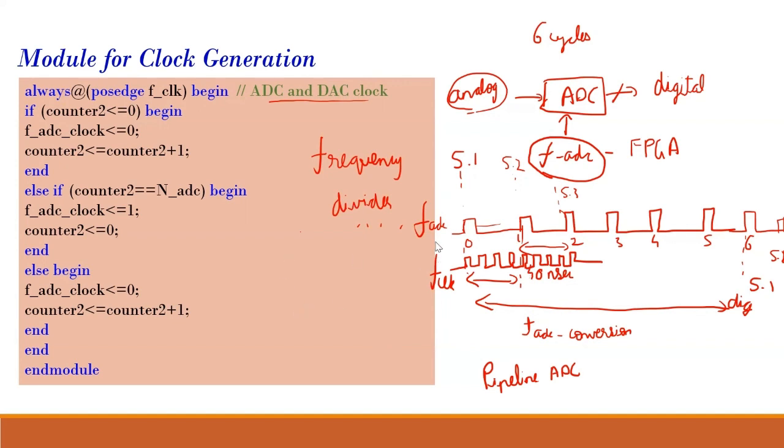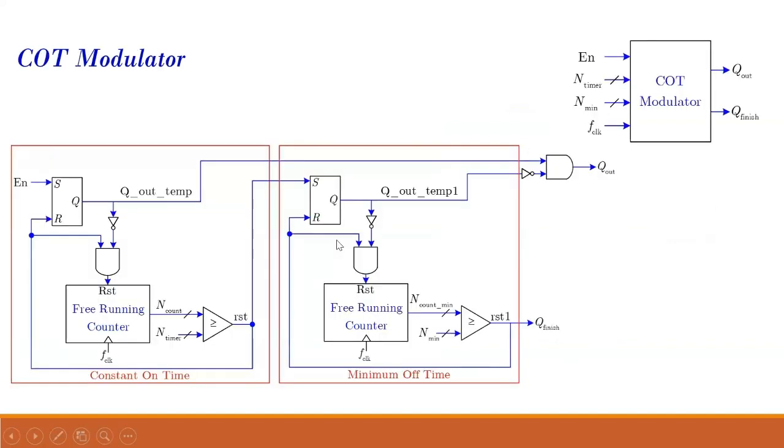Okay, we'll proceed. So this is how from F clock we are generating FADC. This is the code for that. Now we will proceed to the constant on-time modulator. This is the functional block diagram for you to understand.